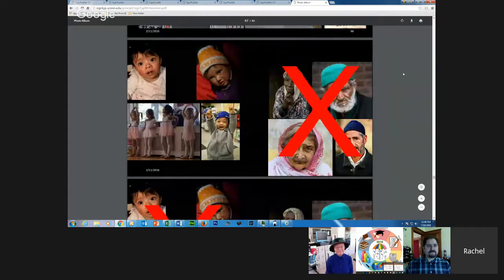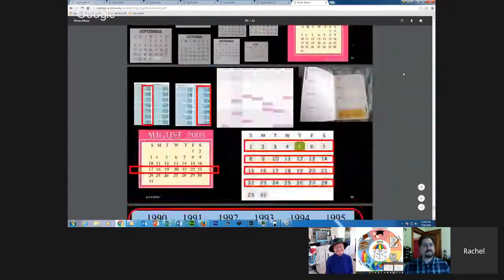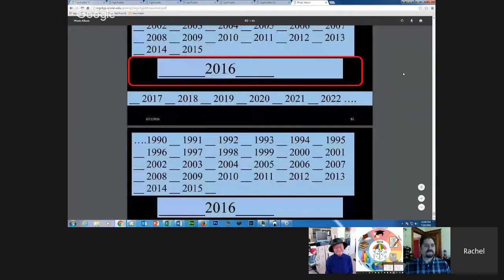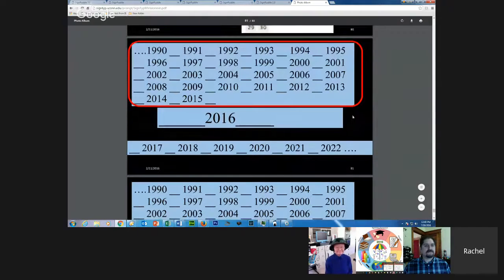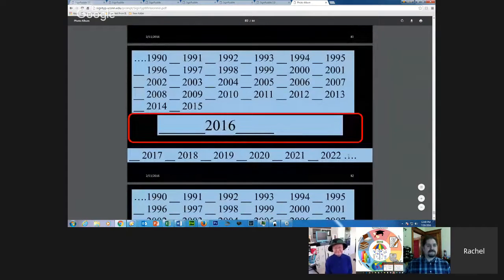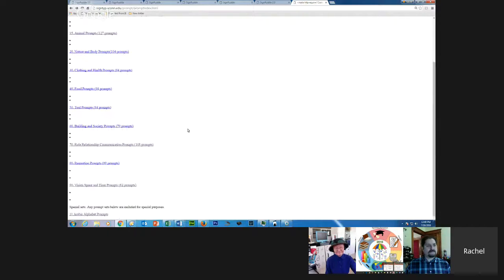Then we have time notions like older and younger, year, month, day, and night, sunrise, sunset, hour. The most difficult ones, and the ones I'm not 100% satisfied with, because it's not easy to get these concepts in pictures. So this is supposed to be the past. We have all the years that are past, up to 2015. The next slide is 2016, which is intended to be present. And the last slide is 2017 to 2022, which we hope gets across the idea of future. So that's a basic overview of what the prompts look like.